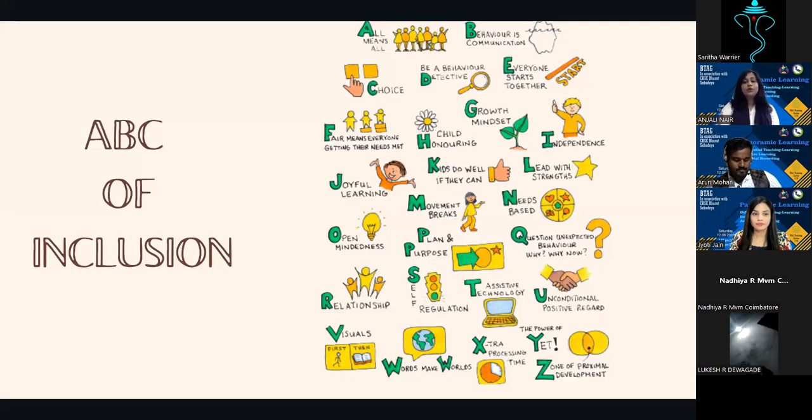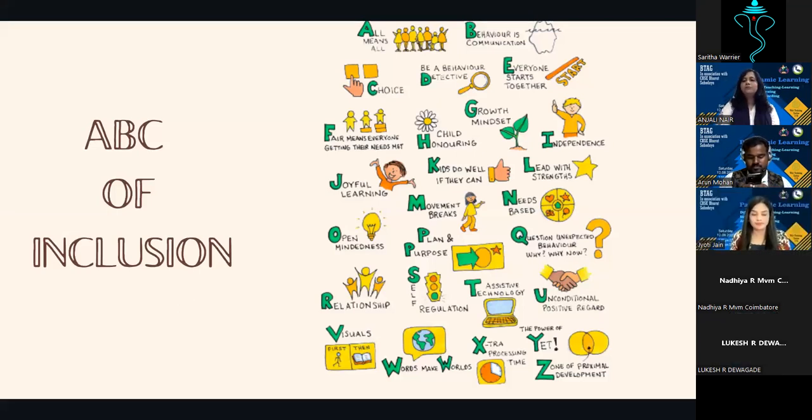K stands for kids. Kids do well if they think they can. So we have to show that trust in children that they can. So kids do well when they think they can. L, lead with strategies. You have to use many strategies based on the need of the child in your class.